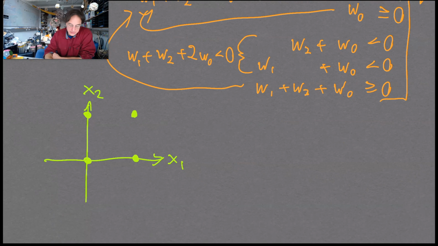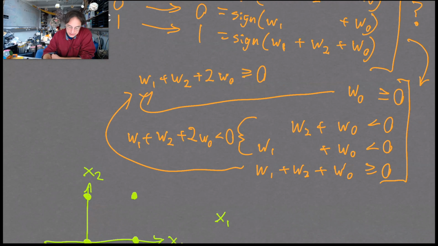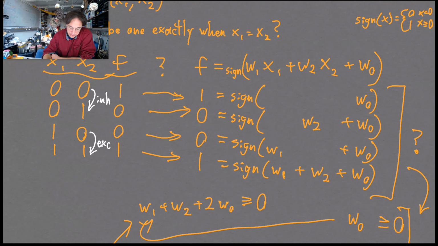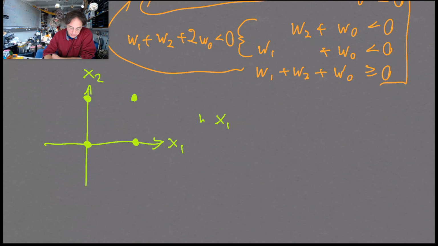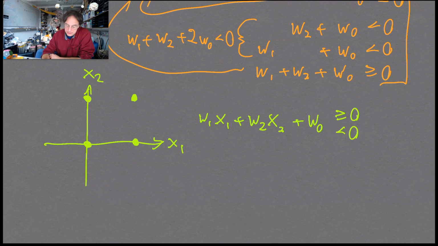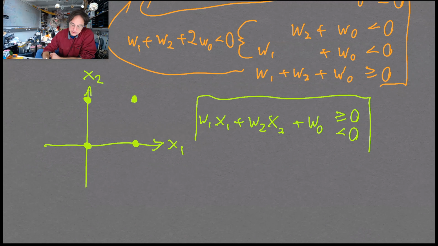Okay, so now if we have w1 x1 plus w2 x2 plus the bias, and we want to look at whether this is positive or negative, what does that look like geometrically over in this picture?